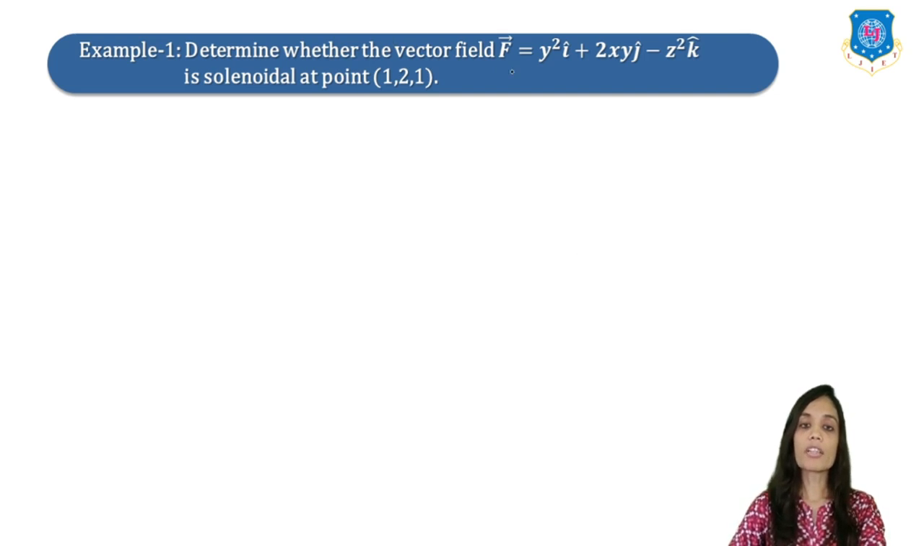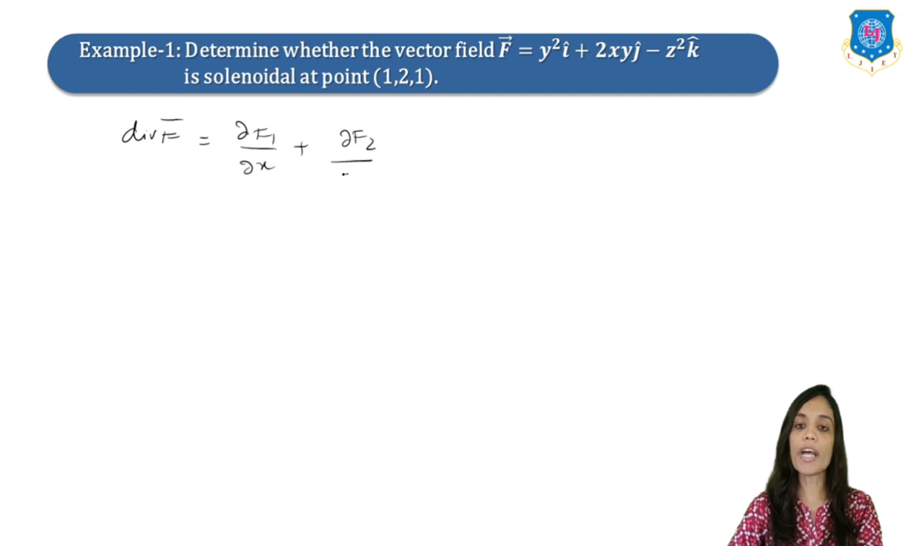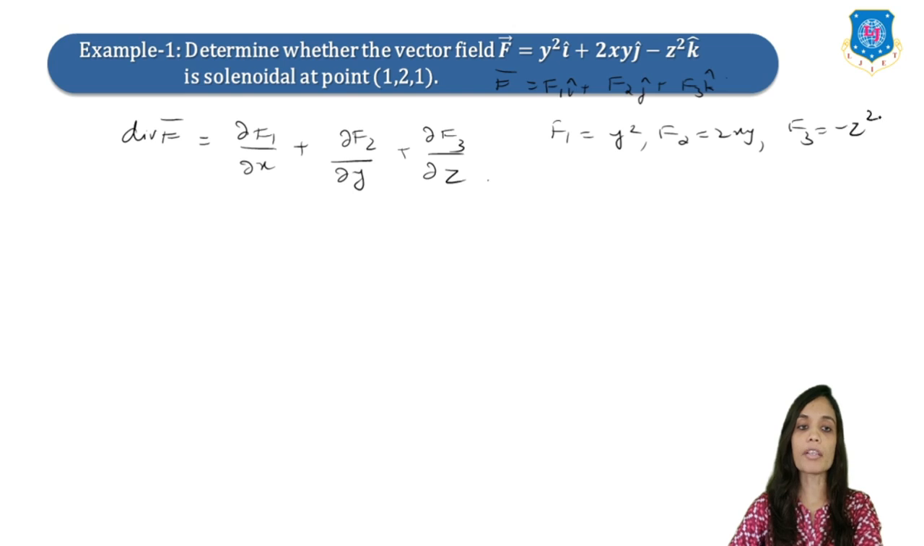Next, let us study a few examples of divergence. We have to determine whether the given vector field is solenoidal at point (1, 2, 1) or not. In order to determine this, we first have to find divergence of f bar. The formula is del f1 by del x plus del f2 by del y plus del f3 by del z. Compare our f bar with f1 i cap plus f2 j cap plus f3 k cap. So our value of f1 is y square, f2 is 2xy and f3 is minus z square.